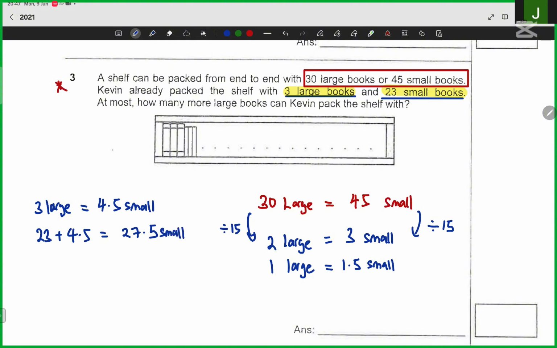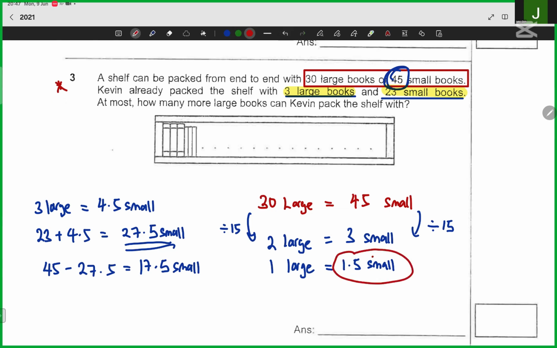Okay, now we could have only put in 45 small. Now we are packed with 27.5 small. So at most, 45 minus 27.5 is equal to 17.5. We can put in 17.5 small only. But we want large, so we want to find out 17.5 small is worth how many large? So we divide back, divide by 1.5.